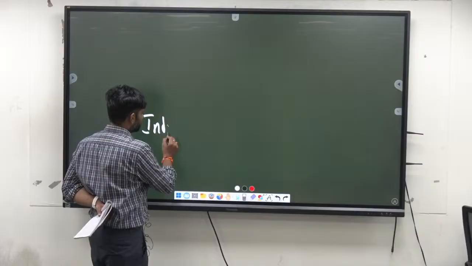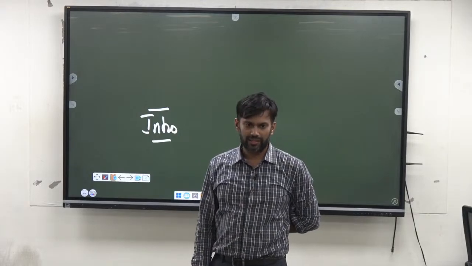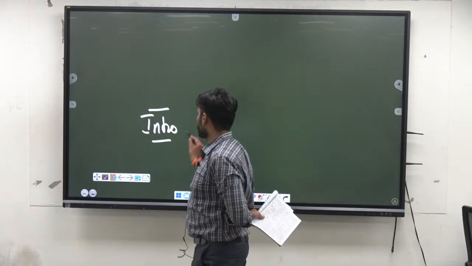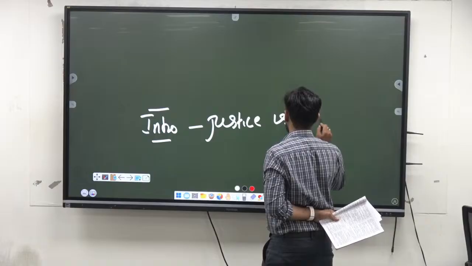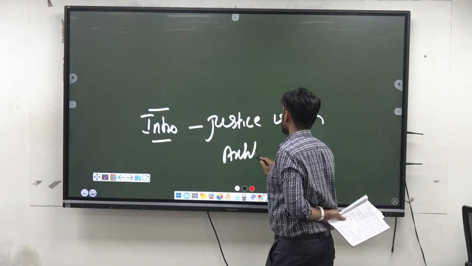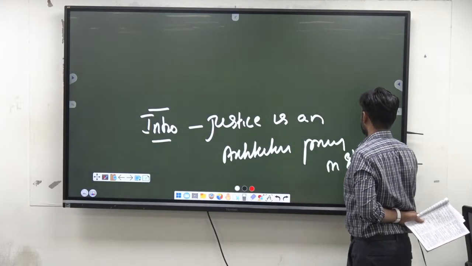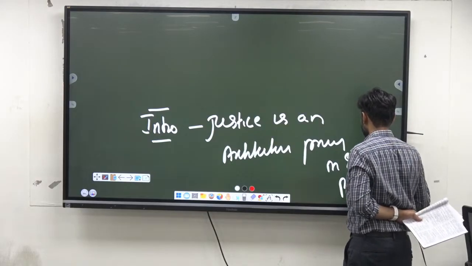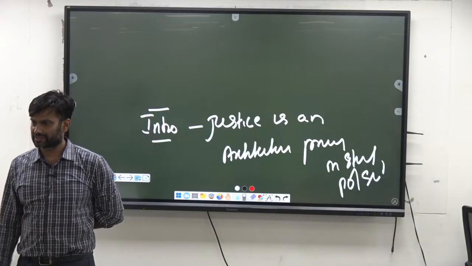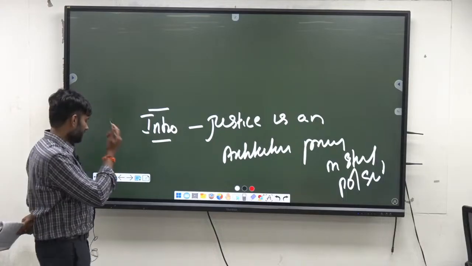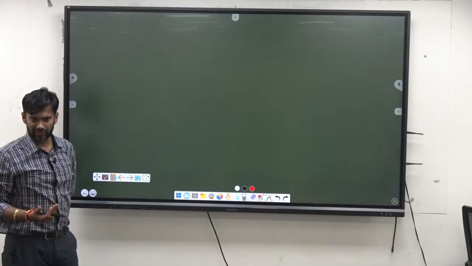I would have written my introduction as: justice is an architectonic principle in the study of political science. How do I know? Because I would have prepared my introduction beforehand. If there is a question on justice, this is what I would write. Since it's a 10 marker question, I can't describe everything in brief. I have to be very concise.